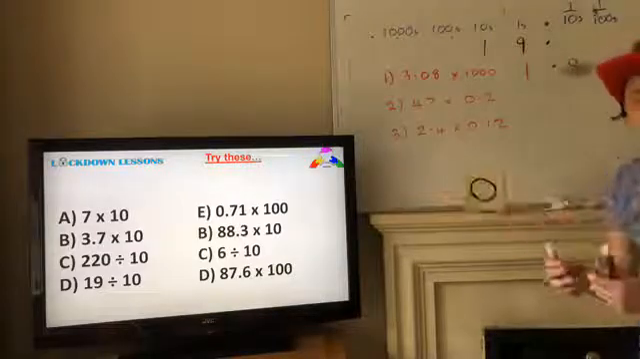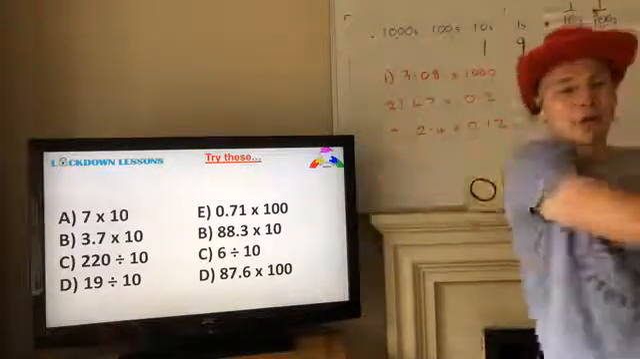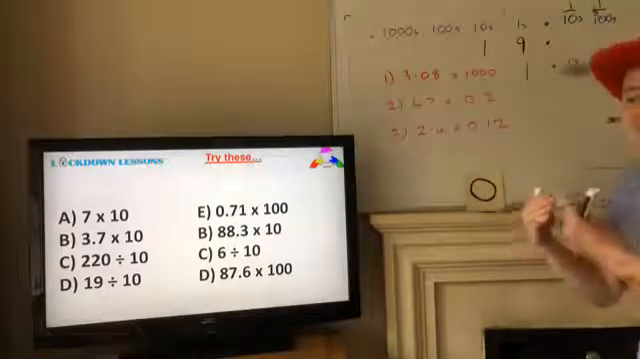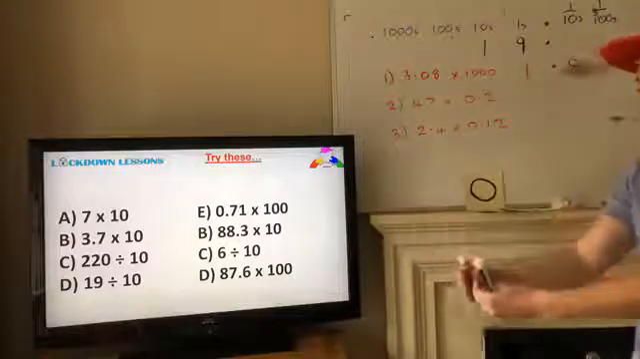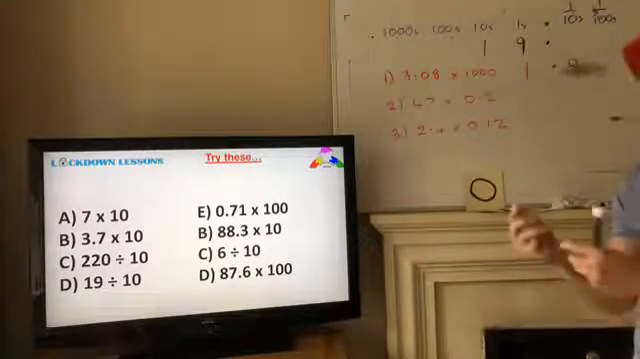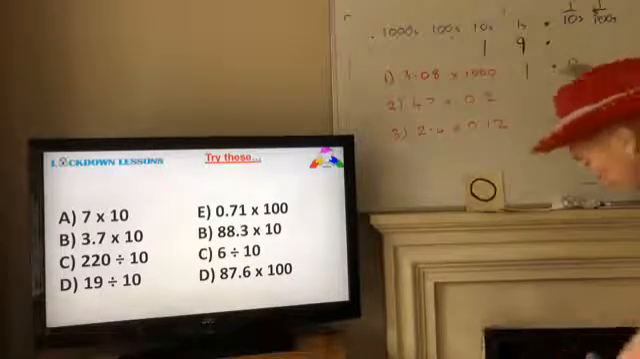Everything moves. If you divide by 10, everything gets smaller. Everything moves one space along. If you are timesing by 10, everything moves one space along that way. It's this thing of moving. And it only works with timesing and dividing by 10 because of those block diagrams I showed you earlier.